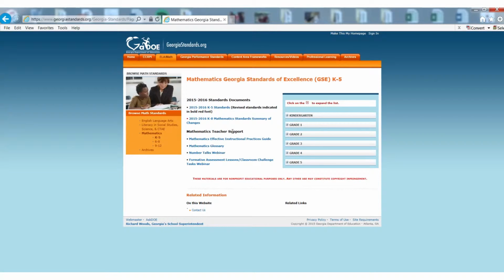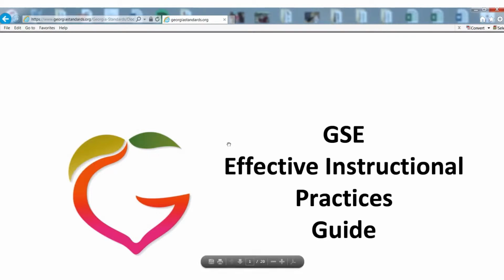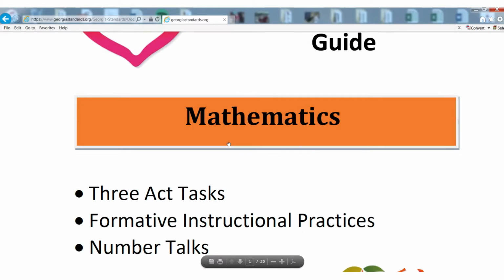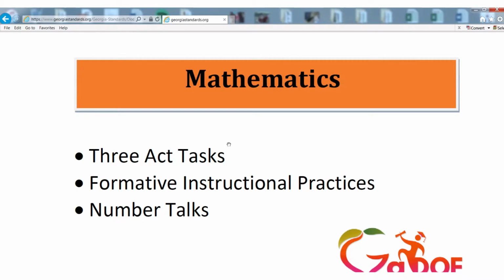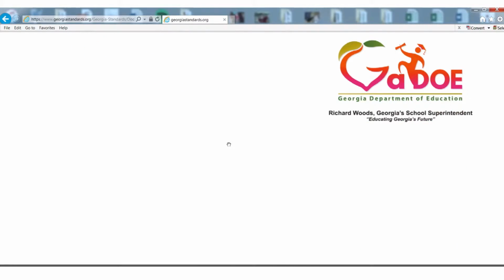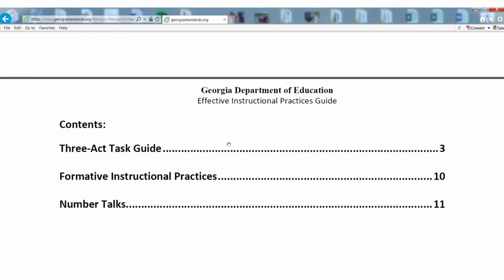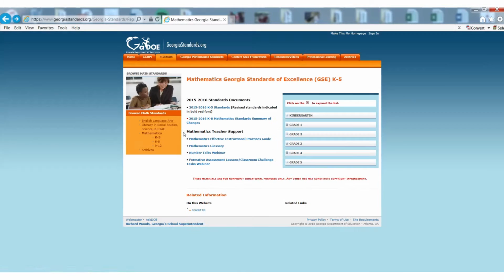This page shows you how the standards are constantly being modified and changed in order to meet the learning needs of our students. You will see that there is some information about instructional practices, and when you open that, there is a guide here that talks about some of the things happening in math: the 3-act tasks, formative instructional practices, and number talks. You'll hear your students talking about these things, and you can look through here and learn more about it.